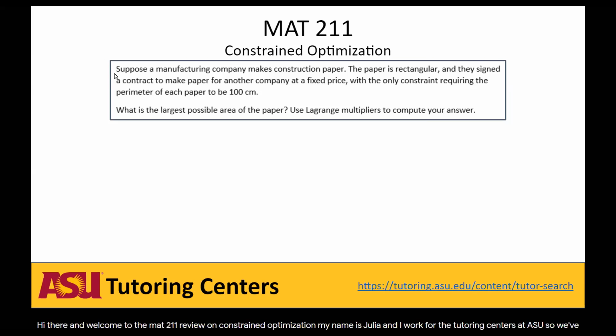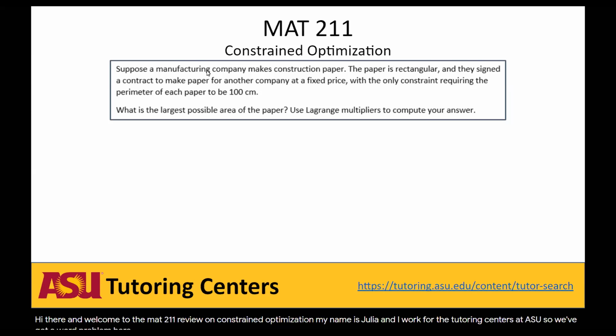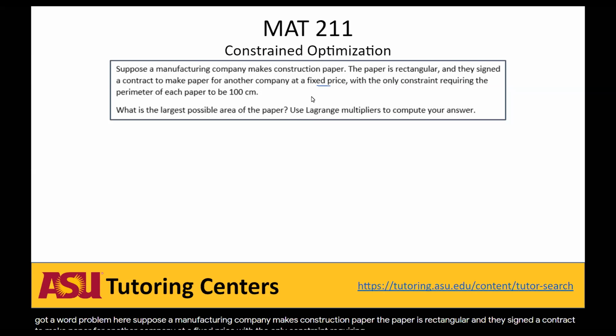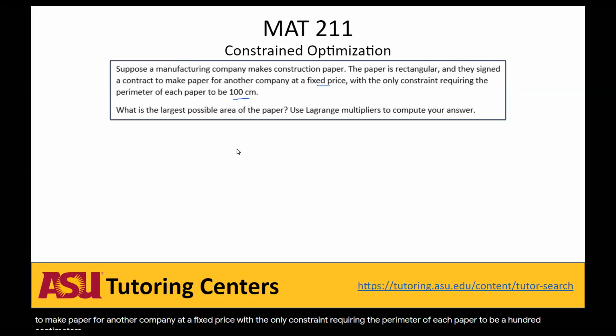So we've got a word problem here. Suppose a manufacturing company makes construction paper. The paper is rectangular, and they signed a contract to make paper for another company at a fixed price, with the only constraint requiring the perimeter of each paper to be 100 centimeters. What is the largest possible area of the paper? Use Lagrange multipliers to compute your answer.